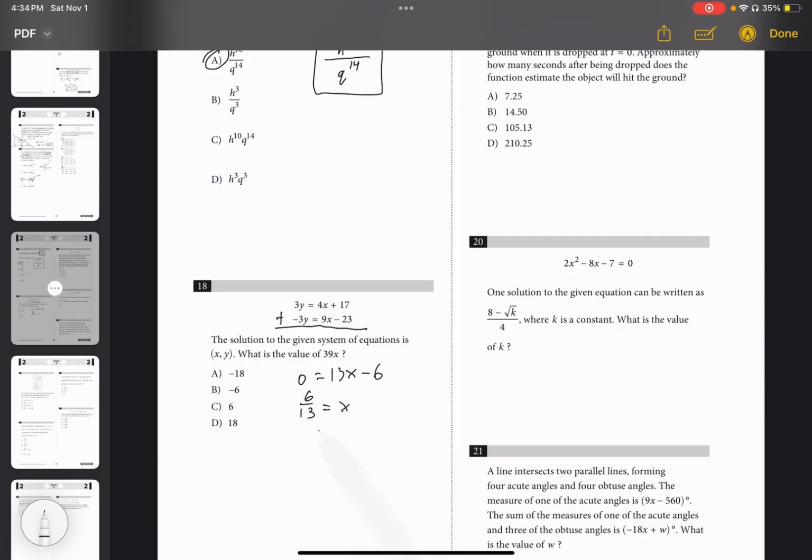And it's asking what the value of 39x is. So 39x is equal to 39 times 6 over 13, which is going to be equal to 18. And that's answer choice D.